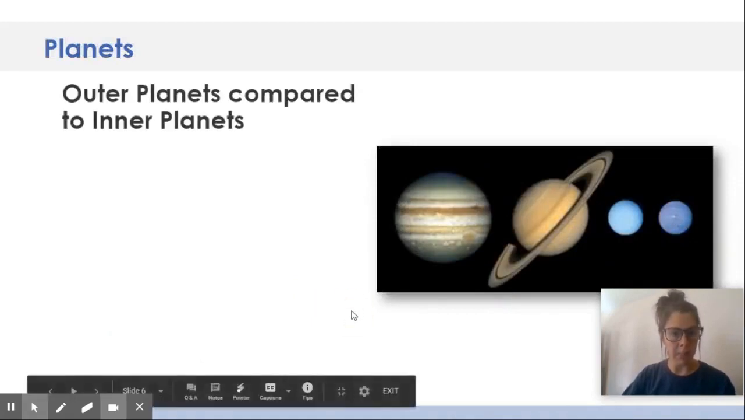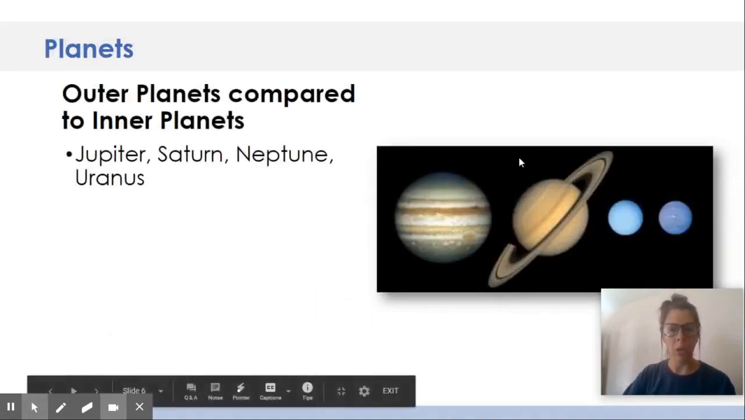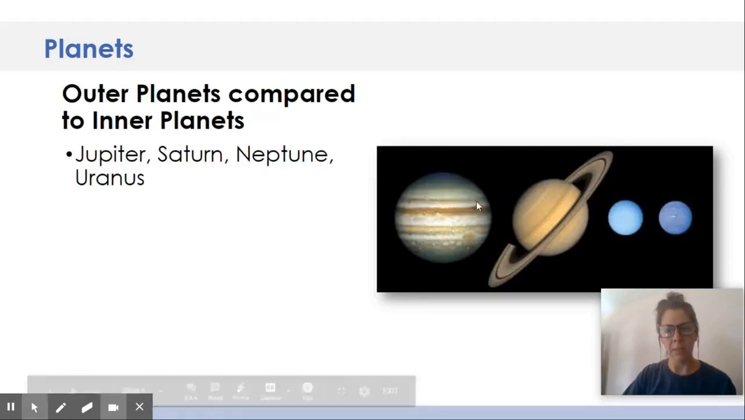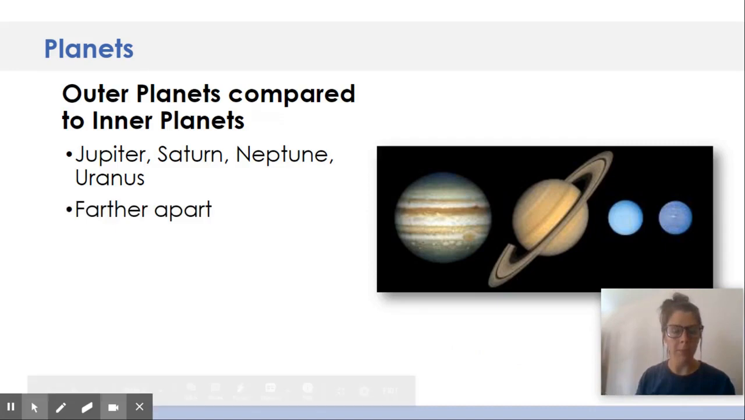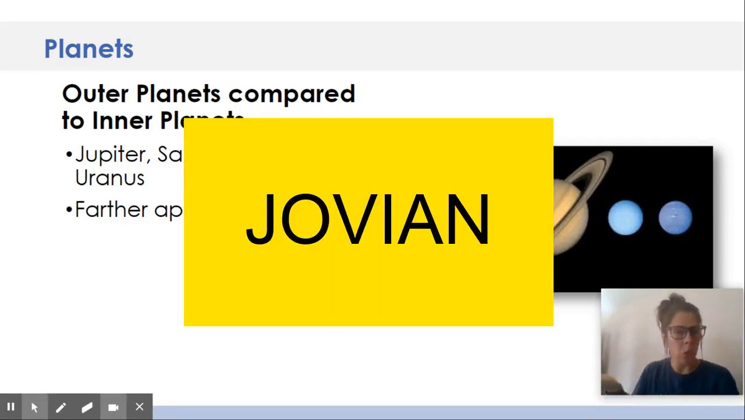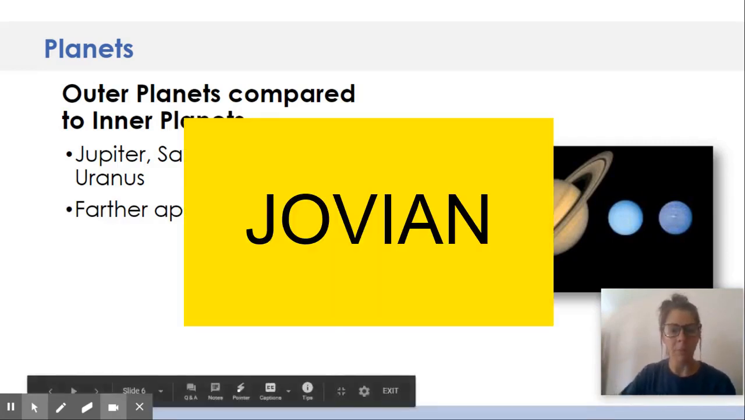Alternately, our outer planets are Jupiter, Saturn, Neptune, and Uranus. These planets are farther from the sun and they're further apart. Now, you might hear other terms instead of just outer planets. You'll hear them called gas giants or Jovian planets. These are all different names for the same type of planet.